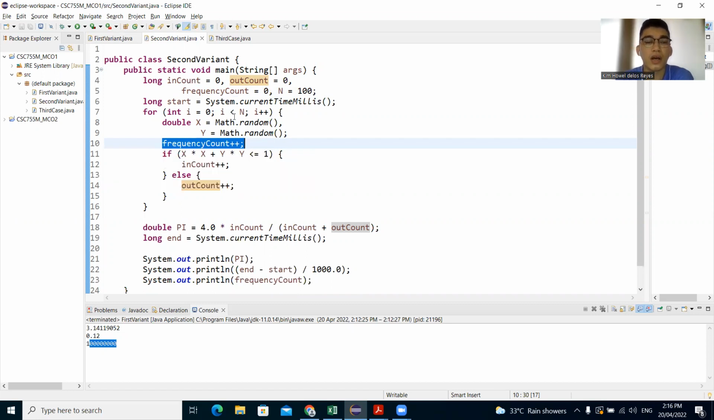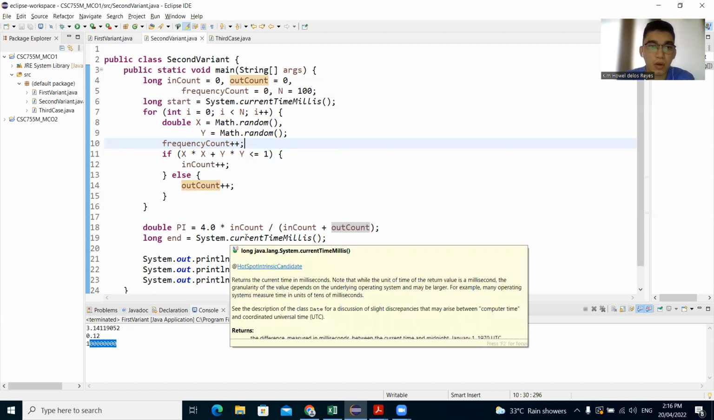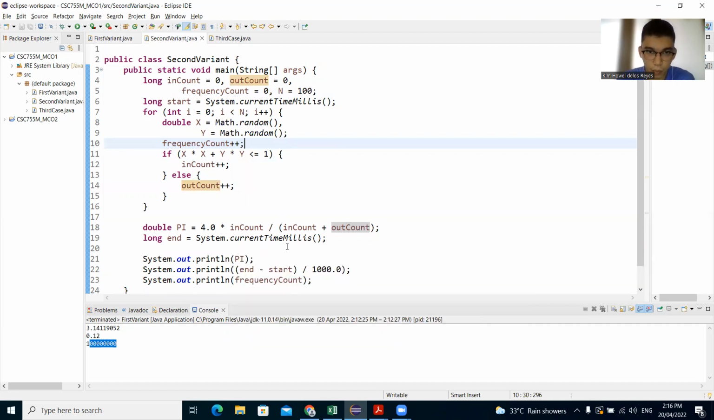So essentially, whenever we generate two random values for both x and y, we already increment the value for frequency count. Okay, and the formula provided to calculate pi is given here on line 18, which is 4.0 times in count divided by the number of in count plus out count, which is just equal to the number of points that have been generated. Okay, so let's start with n equals 100.